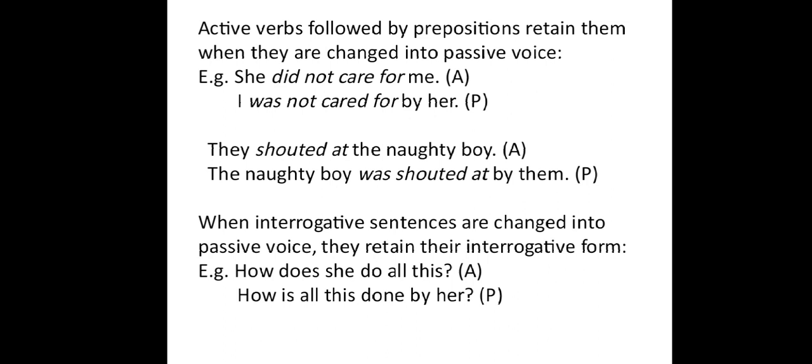If an interrogative sentence is being changed into passive voice, it will retain its interrogative form. It is not going to change into a simple sentence. Here we have one more example of an interrogative form. How does she do all this? Our interrogative word how, we need to keep it always at its place only, and the remaining sentence we need to change as per the key of the tense. How is all this done by her?